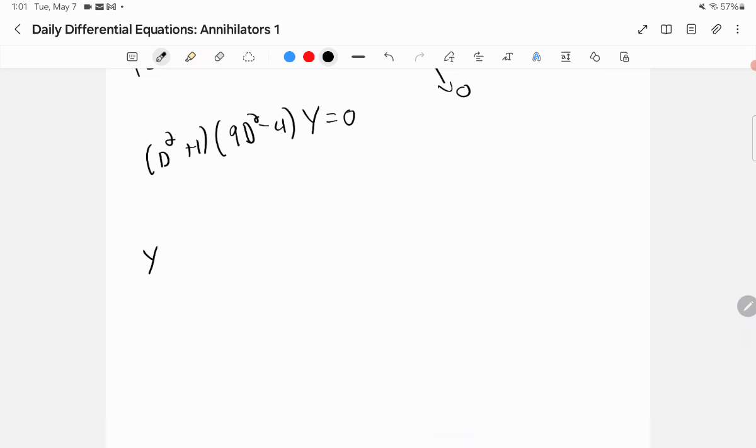y. We already know what yc was, but notice that if I replace this with m squared, just to make sure that I don't mix up the operator here with that, if m squared, we already knew the solution for this. This was plus or minus 2/3.